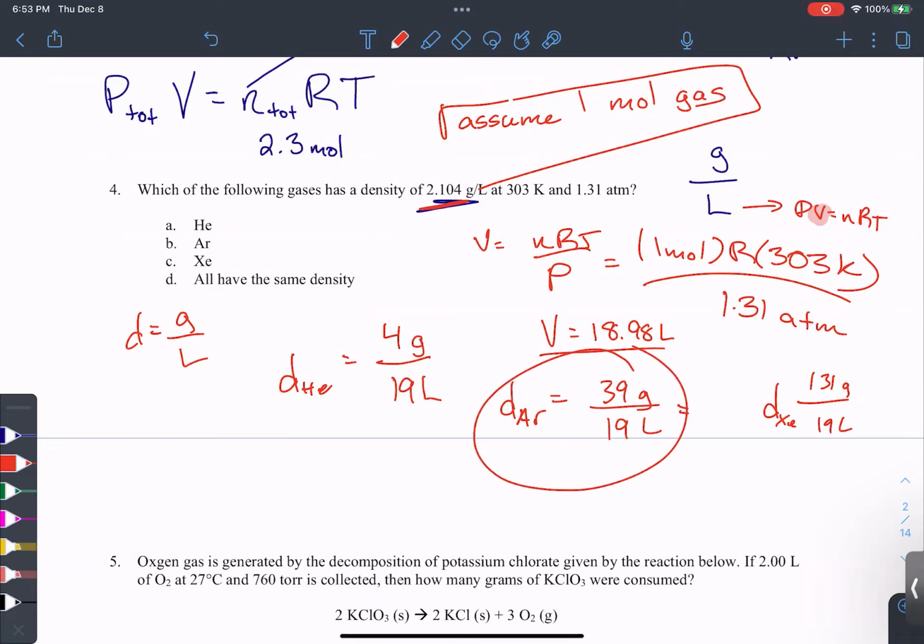This one's tricky because we actually had to calculate 3 different densities to figure out the answer. But you could do it for any of these. I could just ask you, what's the density of helium at this temperature and pressure, and you go through the same steps. This one's just made a little bit easier, as long as you know that 1 mole of each of the gases will have the same volume. But that's the strategy you want to use: you just assume one mole.